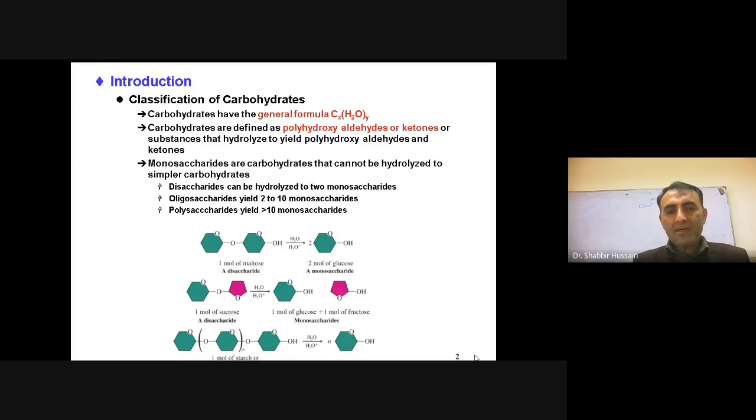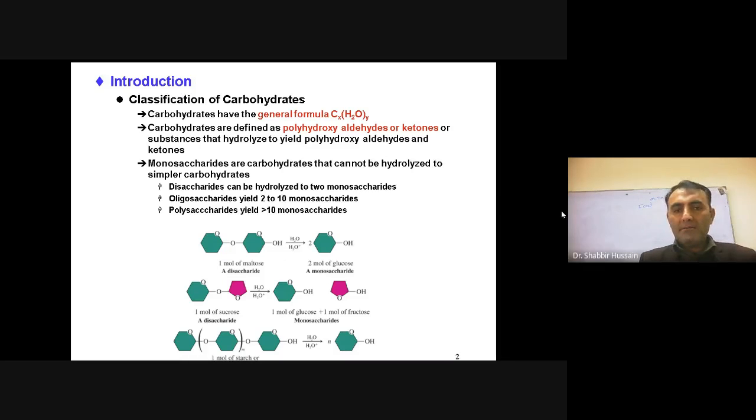One of the best examples is table sugar, C12H22O11, which on hydrolysis leads to the formation of glucose and fructose, right? Polysaccharides, if on hydrolysis they give more than 10 monosaccharides, are called polysaccharides.